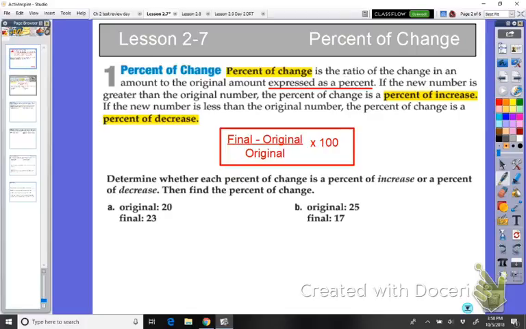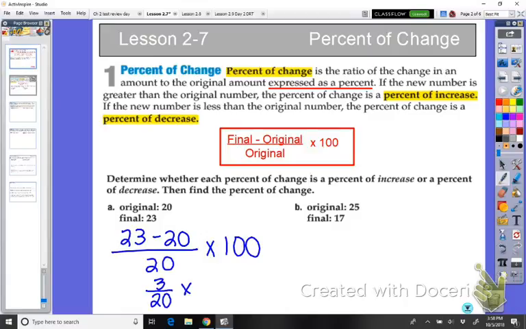Our final amount is 23. We're going to take 23 and subtract the original of 20, divide that by the original, which was 20, and then multiply that by 100. So we get 3/20 times 100. And if you do the math, that's 15%. The original was 20, the final was 23, which means the final amount increased. So this is a percent of increase.